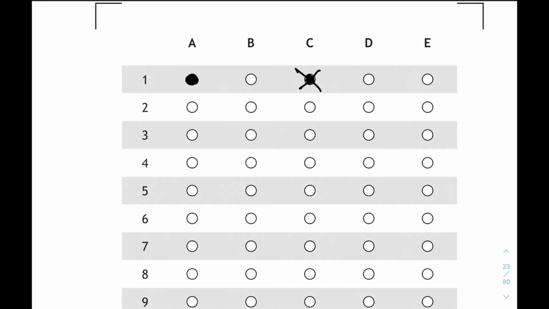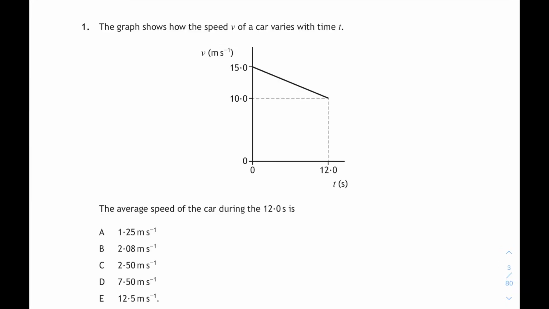Most important thing with multiple choice questions though is don't try and do them in your head. Use as much scrap paper as you need to carry out calculations or do any working. That scrap paper just gets thrown straight into the bin, but don't try and do it in your head. Use as much paper as you need. Right, let's go. Let's jump in with question 1.